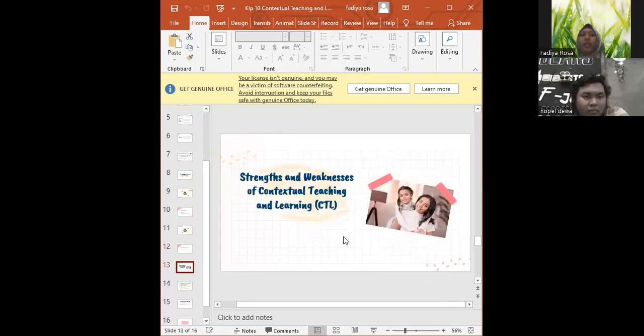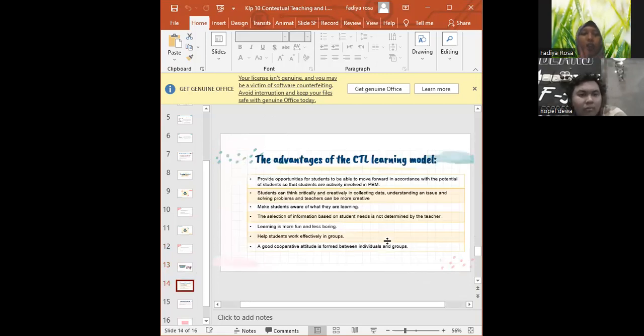So the next slide is about the strengths and weaknesses of contextual teaching and learning. We talk about the advantages first. So the advantage of the CTL learning model is, first, it provides opportunities for students to move forward in line with their potential, so that the students are actively involved in PBM. It means in study.